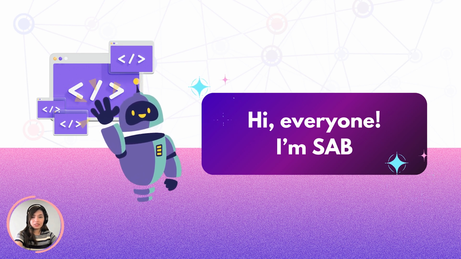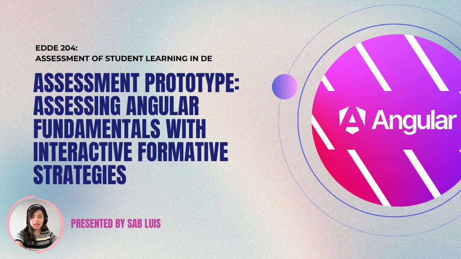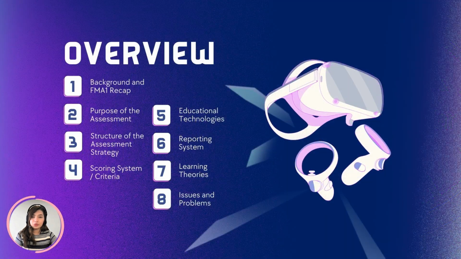And I will be presenting my assessment prototype, assessing Angular fundamentals with interactive formative strategies. So before we start, I'm going to go through the overview first. The first one is the background and FMA 1 recap, and then what is the purpose of the assessment. And then after that, I'll discuss with you the structure of the assessment strategy and then the scoring system criteria. Then the next one is the educational technologies. I'm going to discuss also the reporting system, and then we'll proceed to the learning theories, and lastly is the issues and problems.